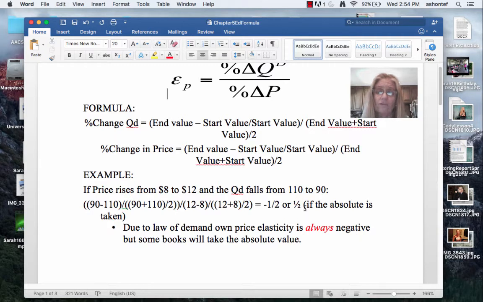-1/2 or 1/2. It will depend on the professor or instructor teaching. I tend to keep the negative value because of the negative relationship between price and quantity demanded. But some books, and some other professors, will actually want you to give the absolute value, which means rather than reporting it as a negative, you'll just take the absolute value and just give the number, a half. But keep in mind, by the law of demand, price elasticity is always a negative because of that relationship.